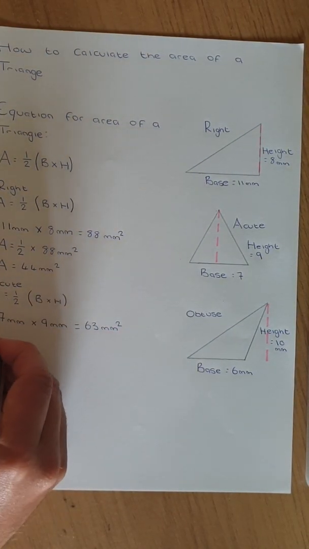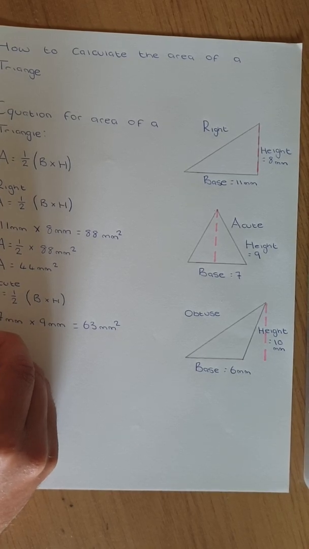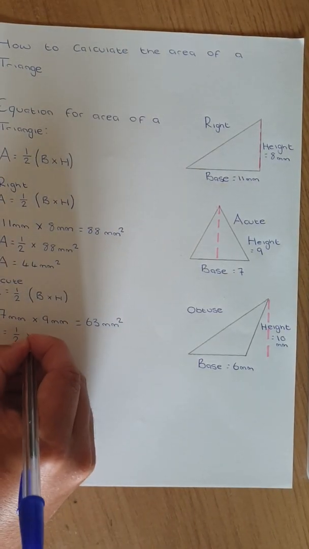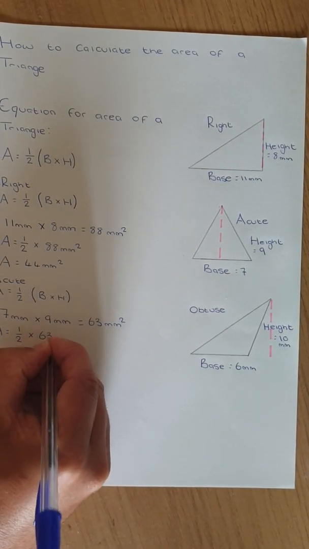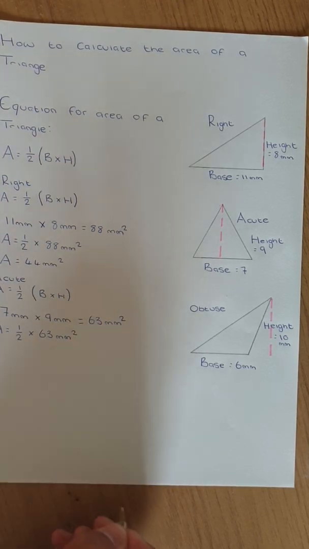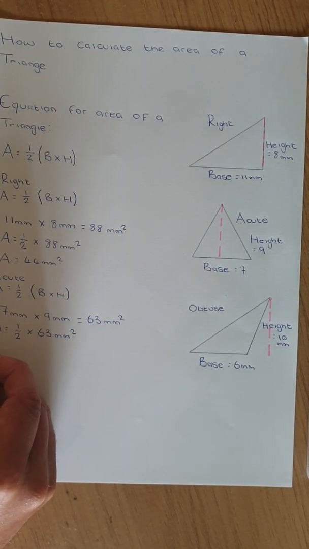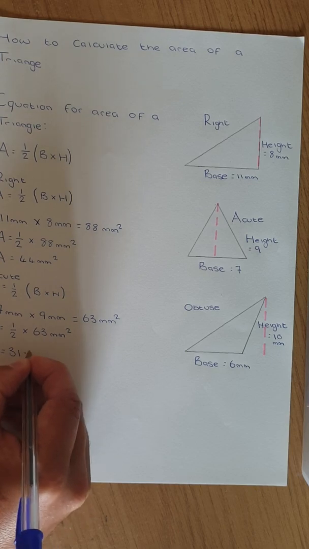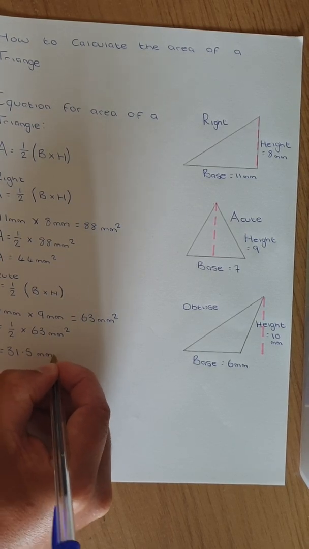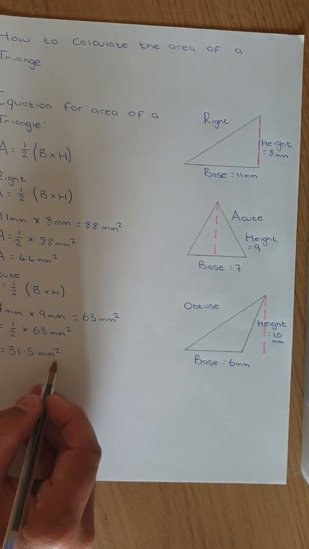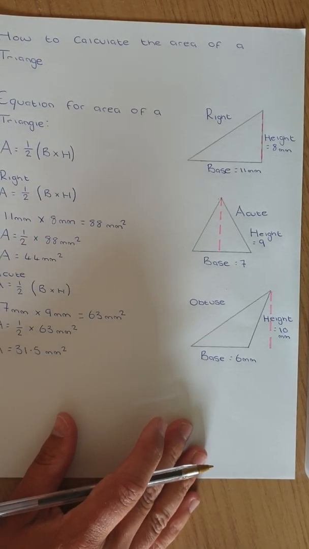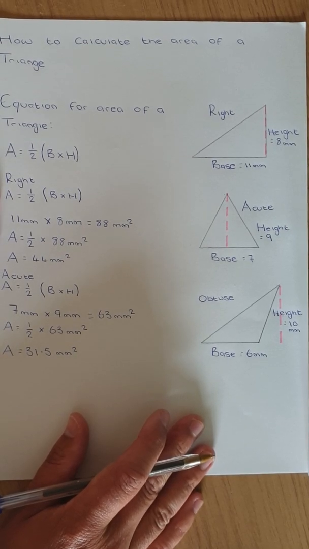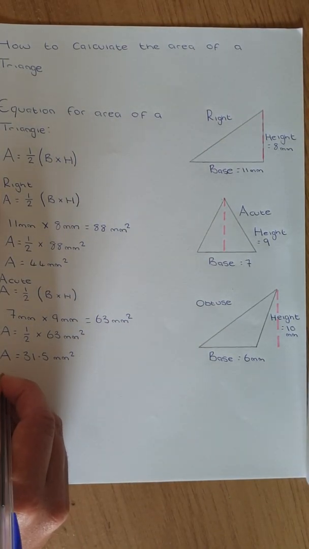So then we can put that into our equation, which is A equals 1 divided by 2 times 63 millimeters squared, which gives us A equals 31.5 millimeters squared. So this is now the area for the acute triangle. Now we will do the obtuse.